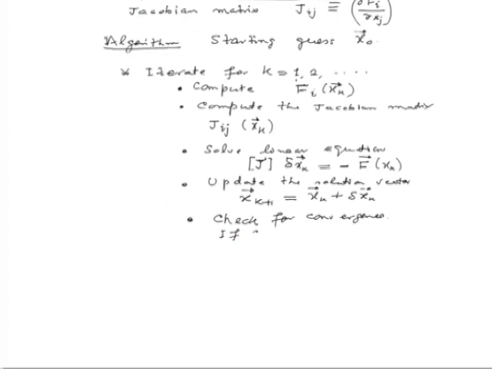So, if converged, break the iteration process, else continue. So, this is our body of the iteration process.